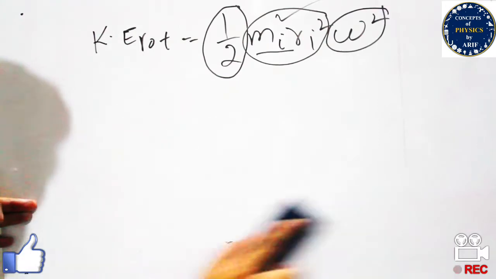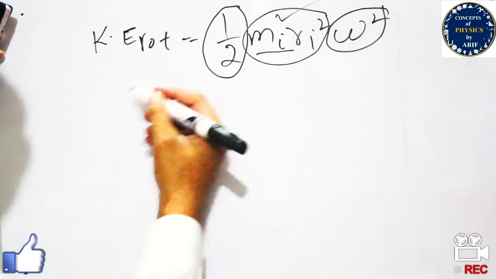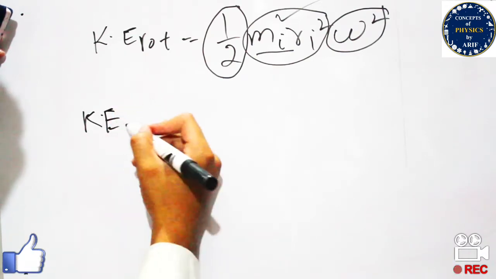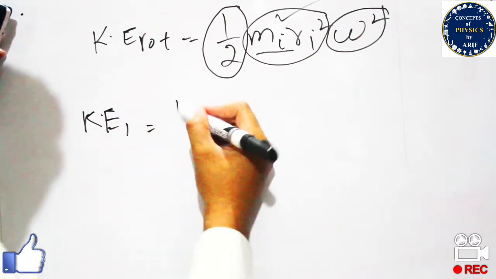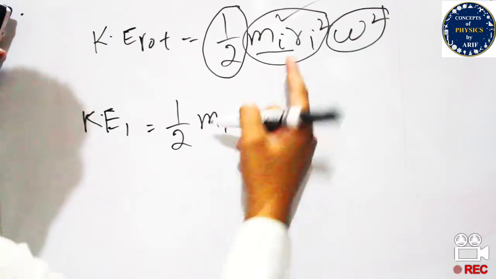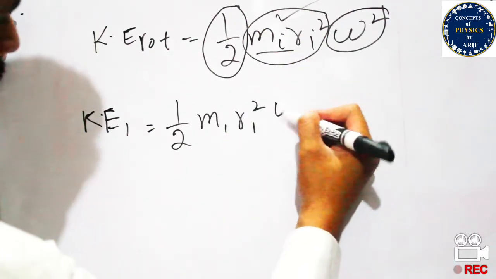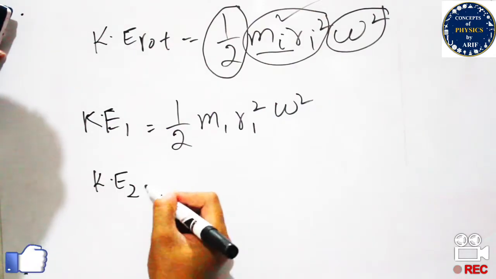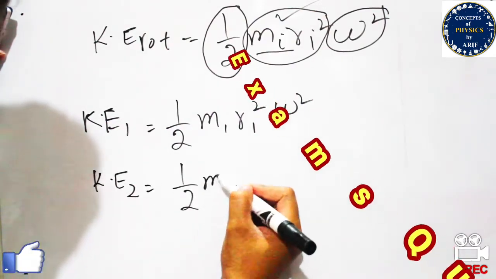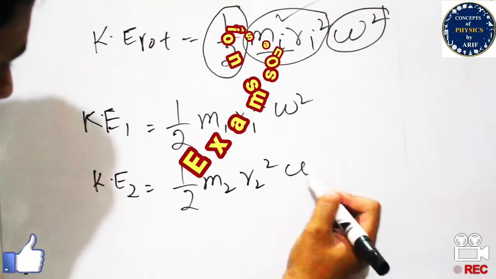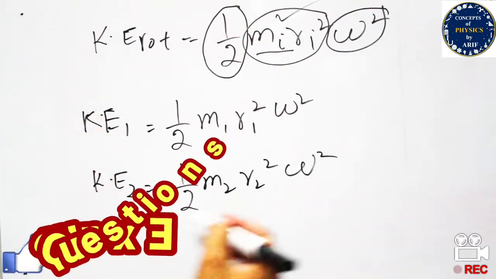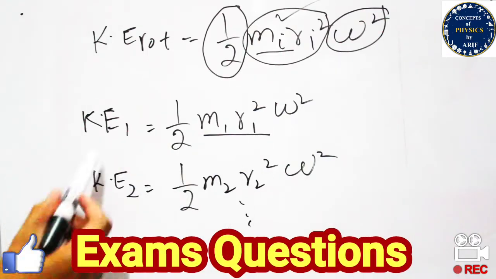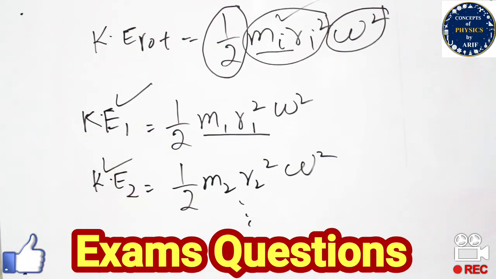So if we generalize this, for kinetic energy, for particle 1 the kinetic energy is equal to 1/2 m1 r1 square into omega square. Similarly, for particle 2 the kinetic energy is equal to 1/2 m2 r2 square into omega square, and so on. For every particle we can find the kinetic energy.